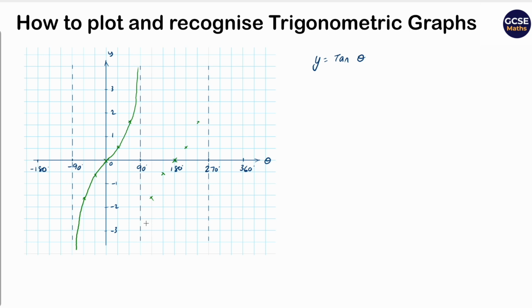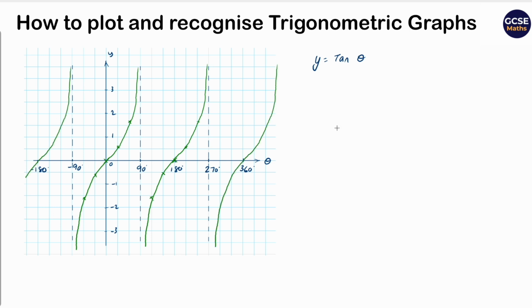So if I draw that one on, there we go, and you can see it's exactly the same as that. Now what happens here actually repeats again here, and it repeats again here. There we go, we've drawn y is equal to tan theta. So you can see it repeats every 180 degrees, 0 to 180, and it repeats again at 360, and repeats again at minus 180.